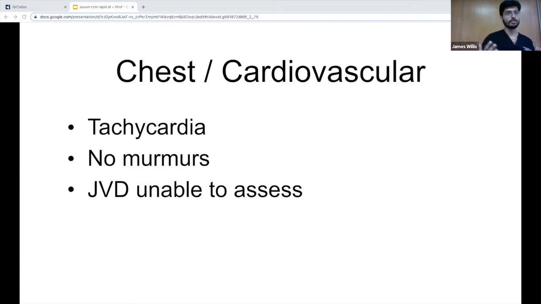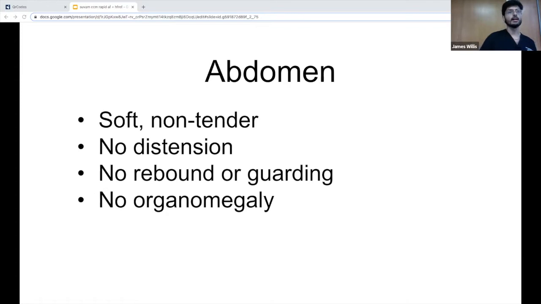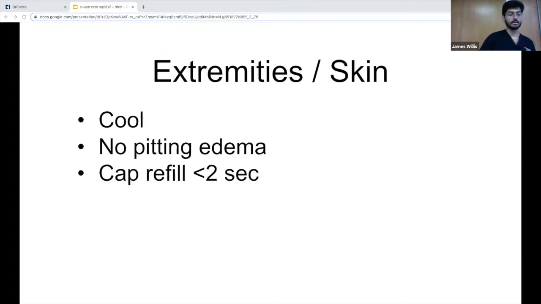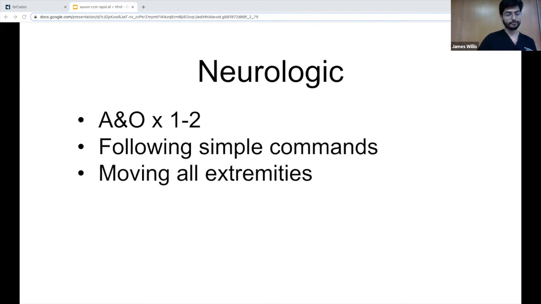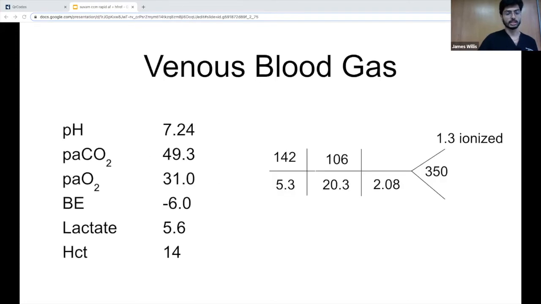She's moving around a little bit too much, so it's a little bit hard to appreciate JVP. There's no comment on any pulses for her, like distal pulses and whatnot. Her abdomen is soft and non-tender. And then on extremity exam, she is cool to touch, but has brisk cap refill, and there's no pitting edema. And then lastly, her neurological assessment: she's following simple commands in Creole, but she's oriented times 1 to 2, moving all extremities kind of independently, autonomously.